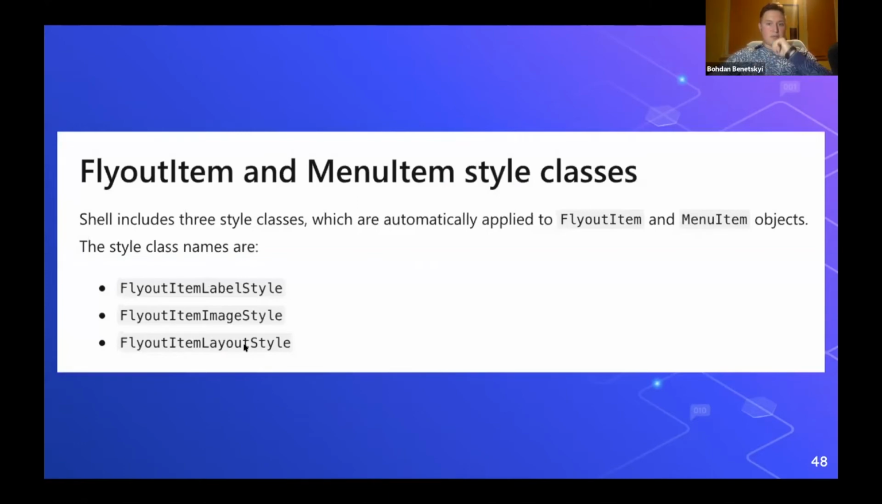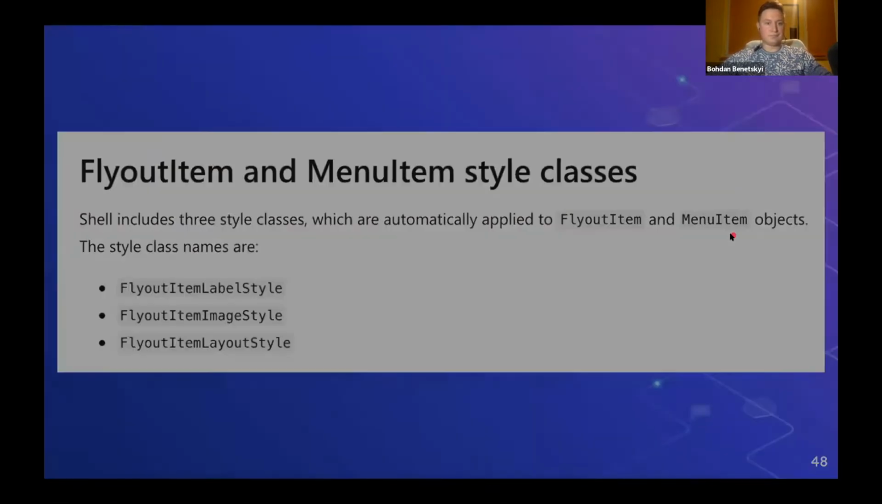Also, what about styling? All the styles that we can write for flyout items and menu items are pretty close to what you can write for the tab bar, and one style can be applied to both items. It means you could write one style and apply it to both. Also, we have some predefined styles like item label style, image style, and layout styles for both of them.